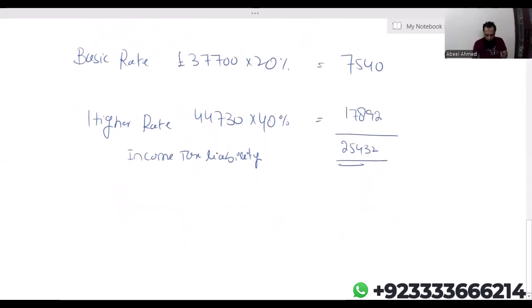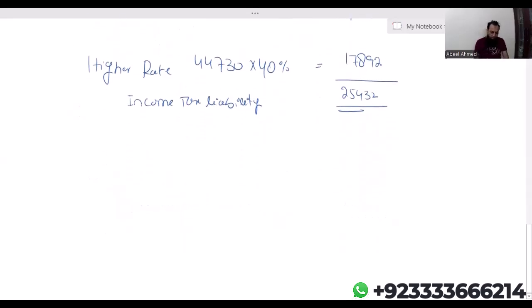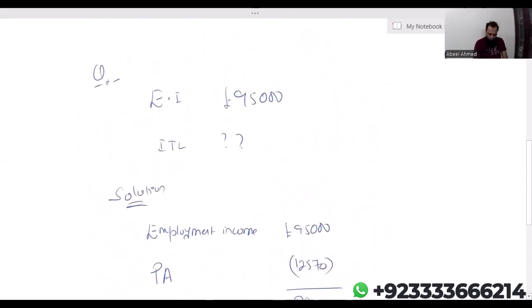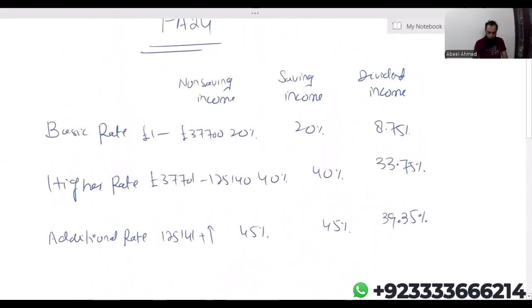Now, let's go ahead. Assuming an individual is having non-saving income as well as saving income, how do we calculate income tax? But before that, let me show you the rates. Saving income: basic rate, applicable tax rate is 20, higher it is 40, additional rate it is 45. You can see the tax rates in the saving income are exactly the same as non-saving income.